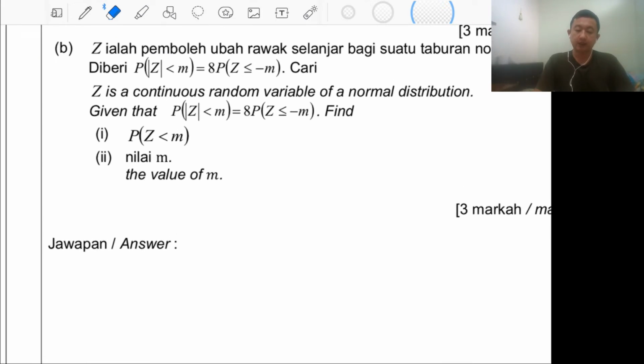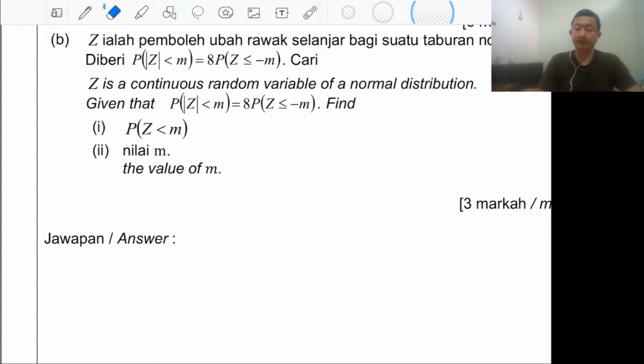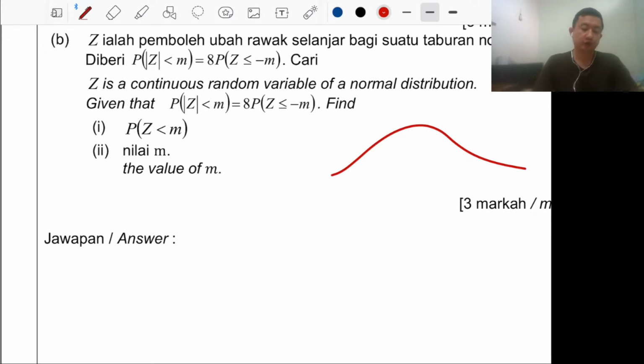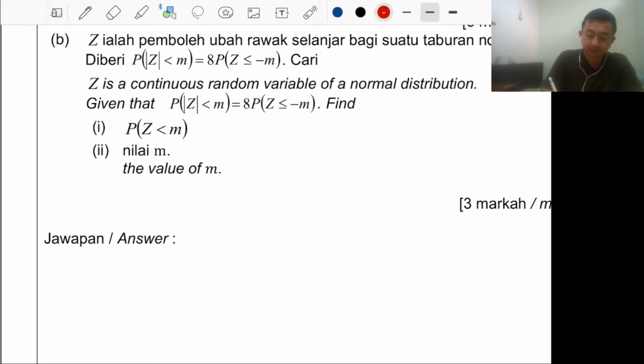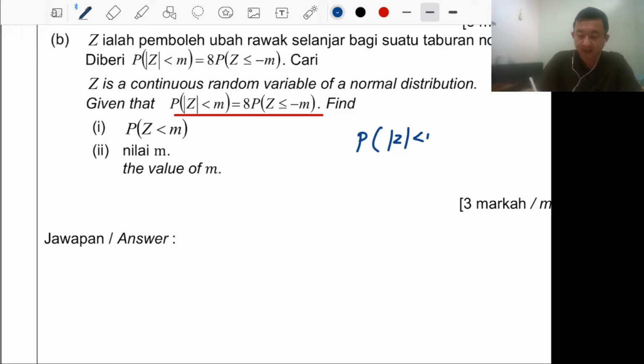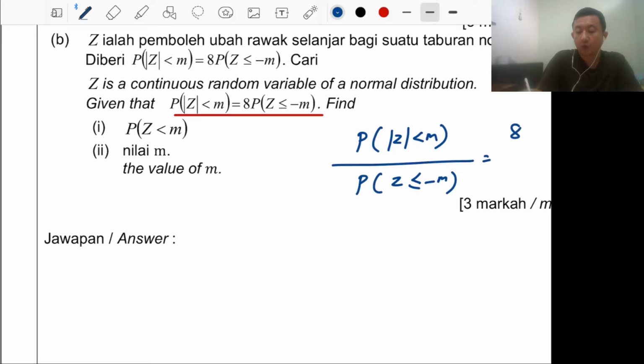Okay, B is a continuous random variable, normal distribution, so it has something to do with this. Okay, normal distributions. Let's figure out this part. What does it mean? If I rearrange it, that will be the probability of modulus z less than m over the probability of z less than or equal to negative m equals 8 over 1.